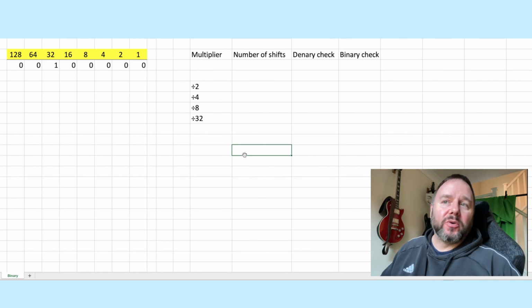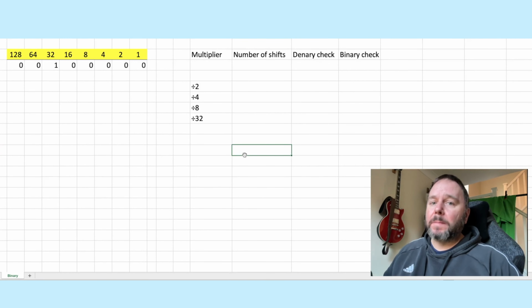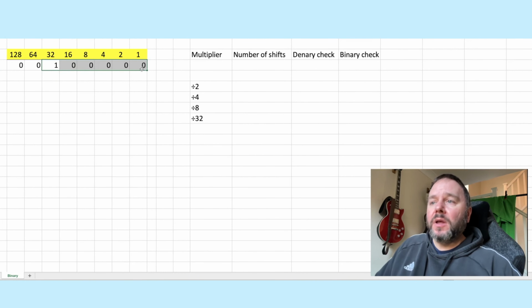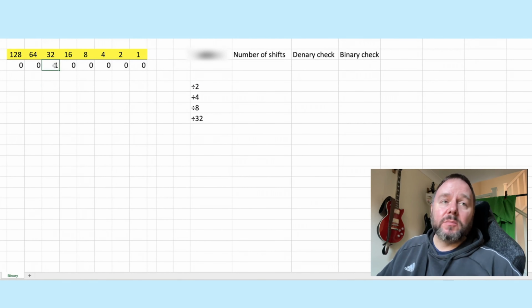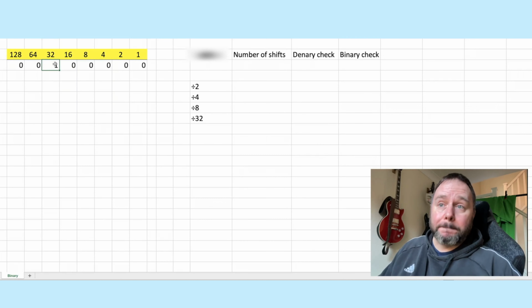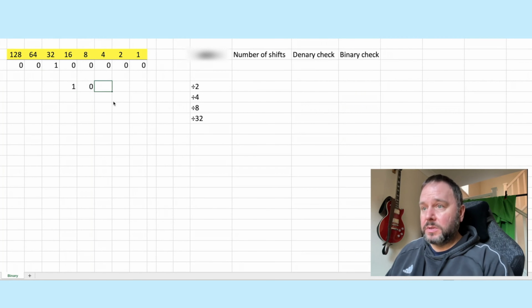Dividing by 2, 4, 8, 16 works exactly the same way, except you shift the other way to make the number smaller, like this. So I've got the number 32 here. If I wanted to divide by 2, last time multiplying by 2 was 1 shift. So dividing by 2 is 1 shift. We just go the other way. So this 1 here gets shifted to the right this time to divide by 2.